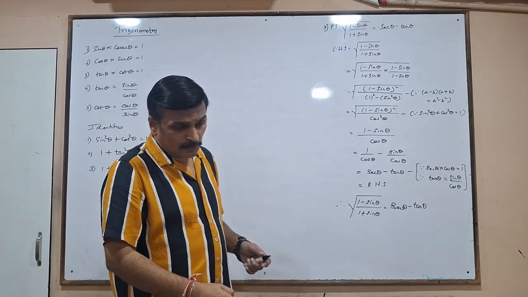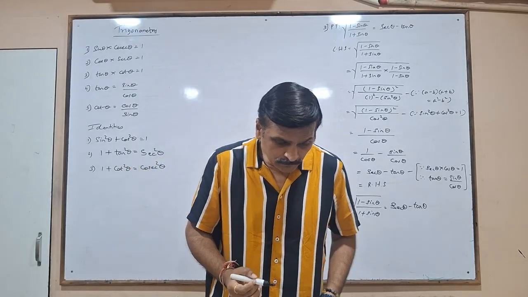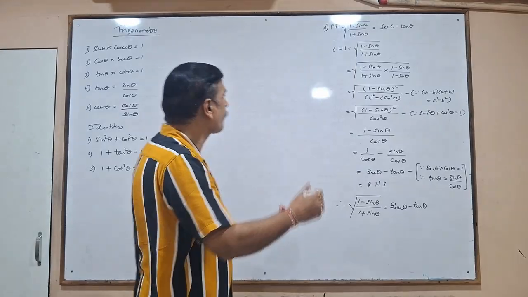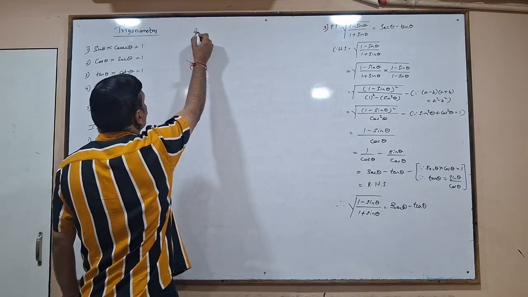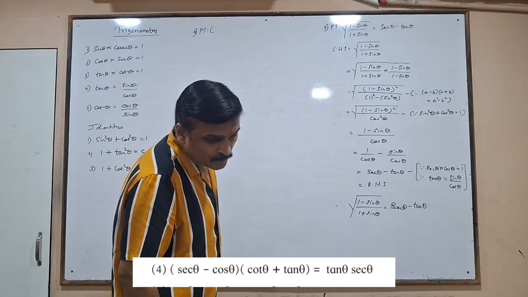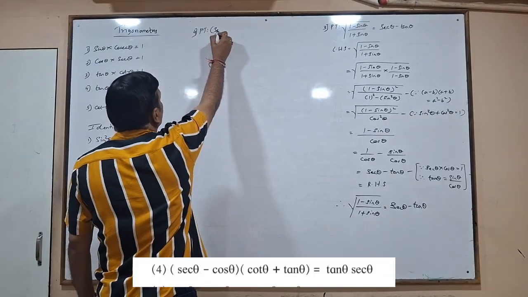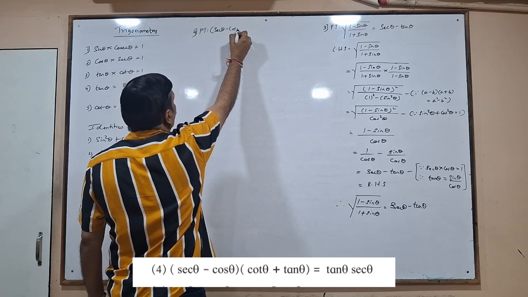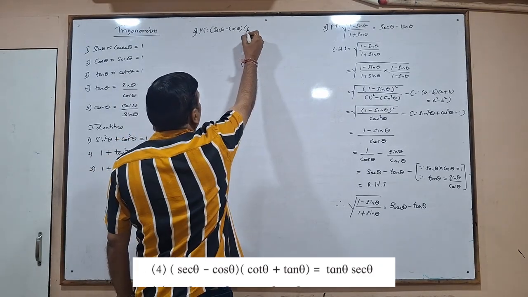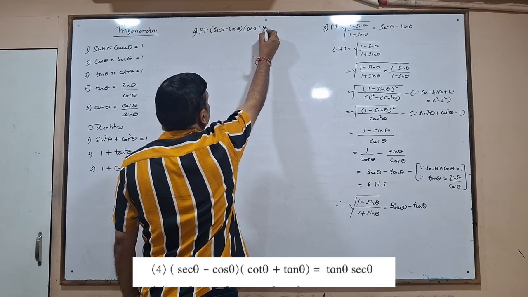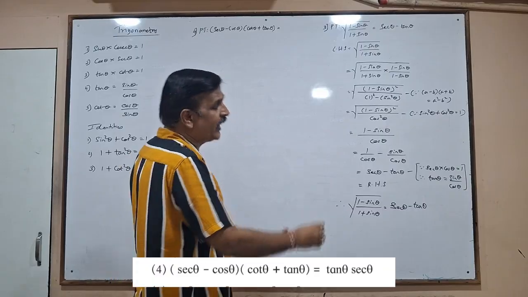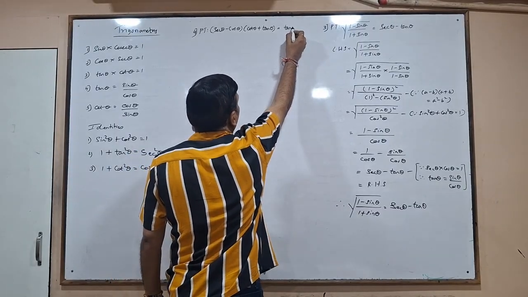Now let us go to the fourth one. Prove that sec theta minus cos theta into cot theta plus tan theta is equal to tan into sec.